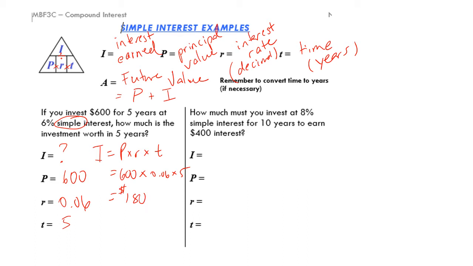Now that's not what it's worth. That's how much interest we earned. So if I want to figure out how much it's worth, we're going to take our $600 investment, add our interest to get $780, final answer. And don't forget word problems, therefore statement.